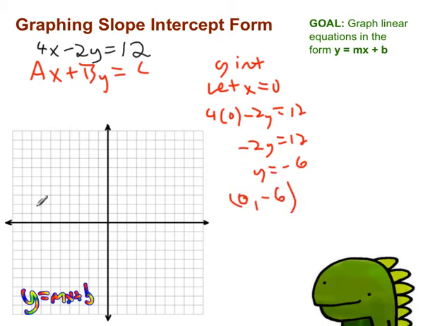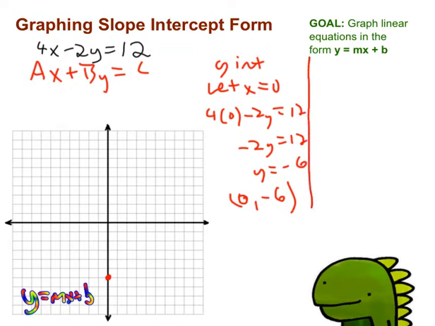Okay, so let's plot that. We are at the origin, and we count down 1, 2, 3, 4, 5, 6. Make that point right there. That is 0, negative 6. That's our y-intercept. Okay, that was our y.